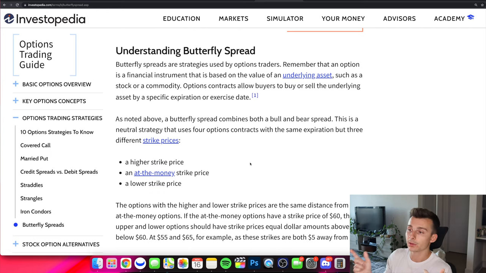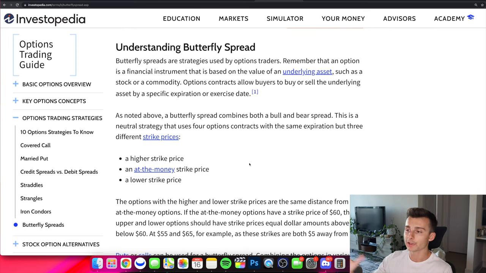There are also ways to utilize butterfly spreads to make money if a stock goes in either direction, up or down. So you can make money a bunch of different ways. It's not like you have to do it a certain way. We'll explain that and show you how easy it is to switch back and forth with different methods on the Webull platform.